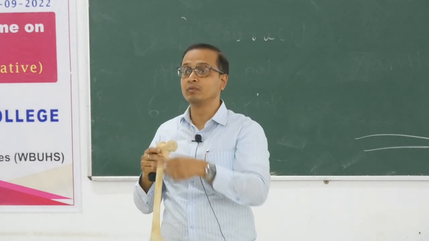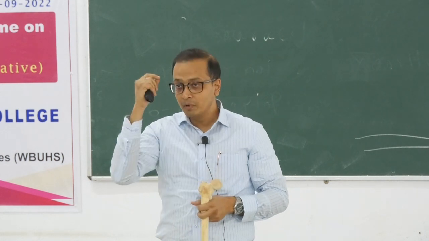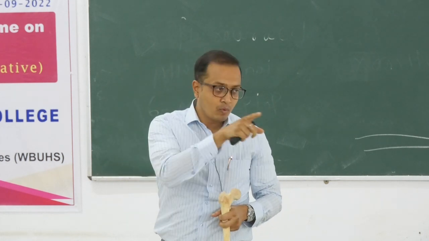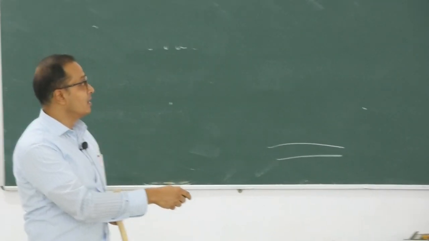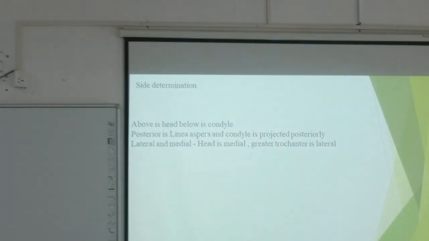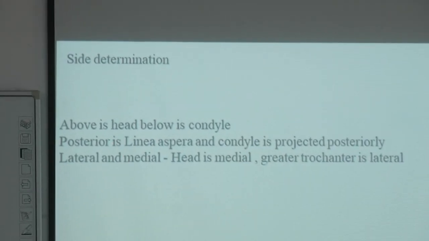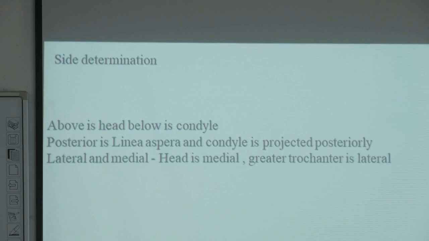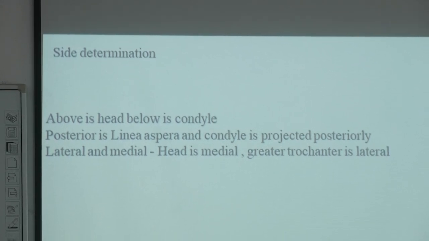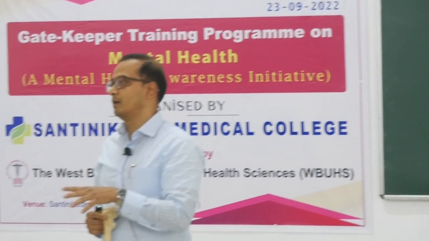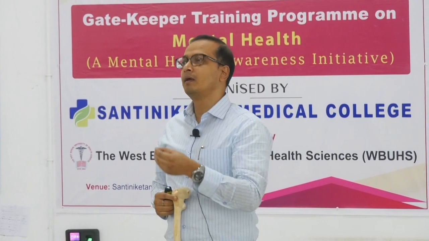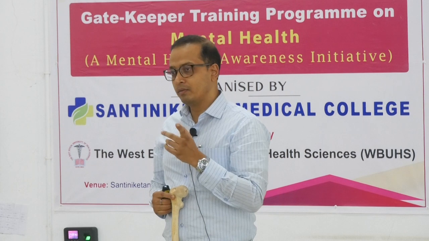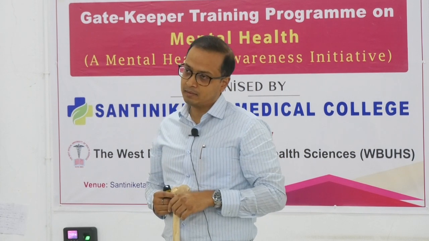So you figure out the bone, whichever is with you, whether it belongs to the right side or left side, following these particular points related to side determination. Once again: above, below, anterior, posterior, lateral and medial. Make sure you understand each and everything about identifying the bone correctly. You cannot move on unless you correctly identify it as belonging to the right side or the left side.